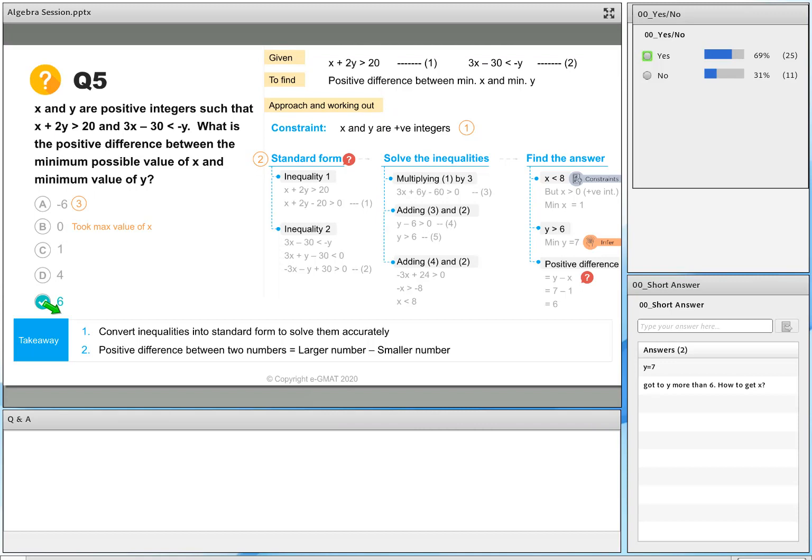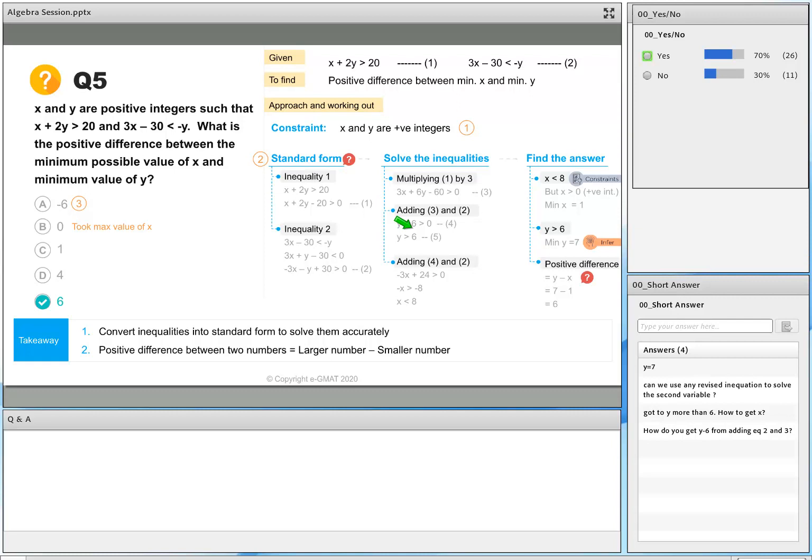Okay, got to y more than 6. How to get x? Well, the same business again. So you have two more inequalities, the fourth one and the second one. Use them to eliminate y. Can we use any revised inequality to solve the second variable? That is precisely what we did. This was an inequality that we got later, the fourth one. This is what we used to get x.